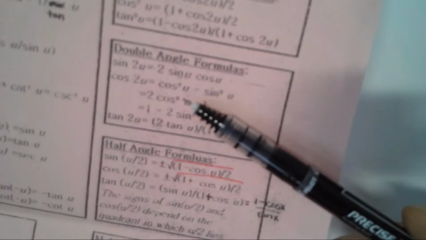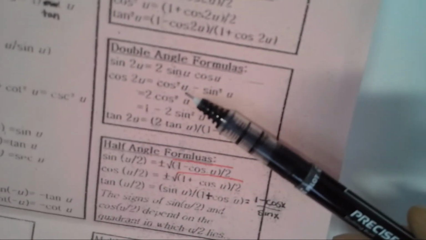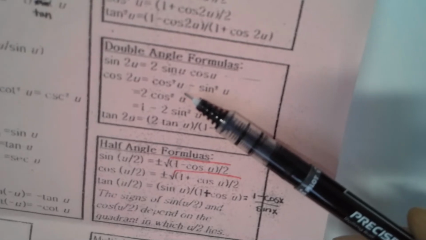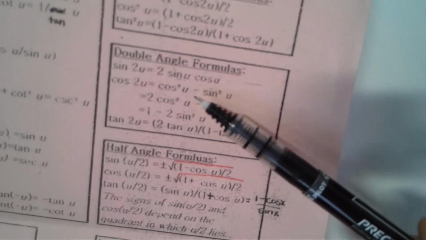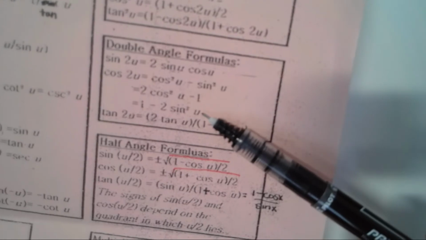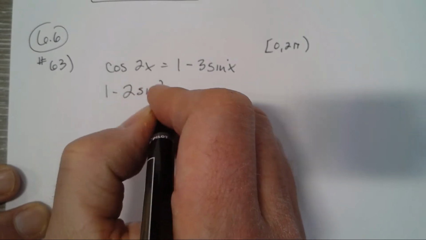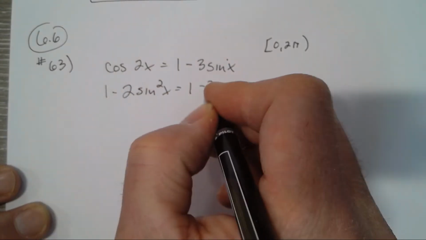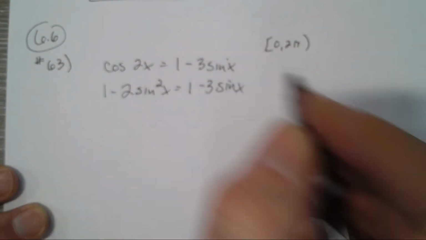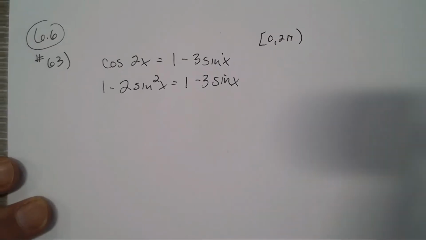So I could use this cosine squared minus sine squared. Well, that wouldn't be ideal. We'd still have to work at getting them all in terms of sine. This 1 minus 2 sine squared is the best one because now we have everything in terms of sine x's.